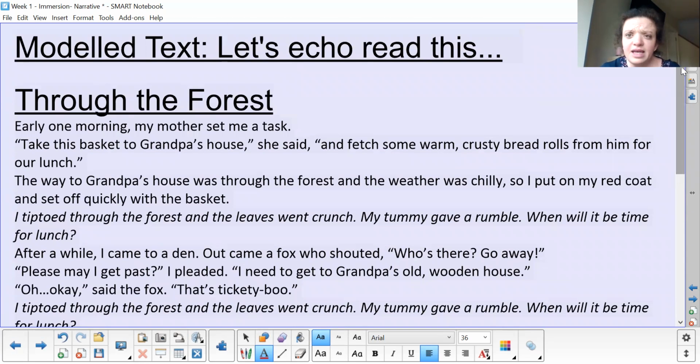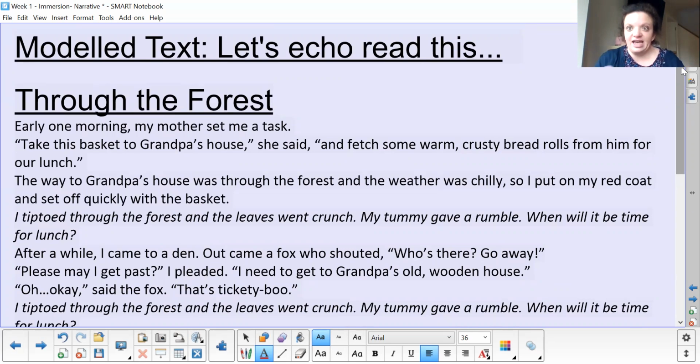Really nice. So let's think of some actions now that we can do. So early one morning, so morning, do a big stretch to wake up. My mother set me a task. Take this basket to Grandpa's house, to Grandpa, let's do a G for Grandpa, and fetch some warm, crusty bread rolls for him for our lunch. The way to Grandpa's house was through the forest and the weather was chilly, so I put on my red coat and set off quickly with the basket.